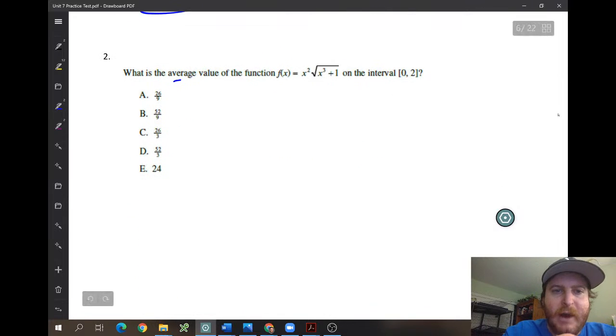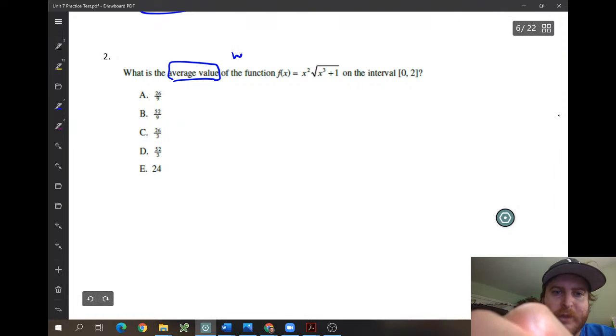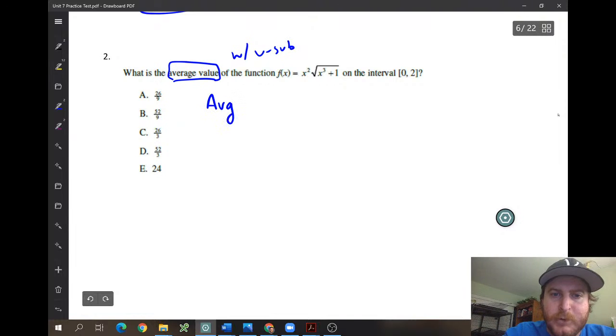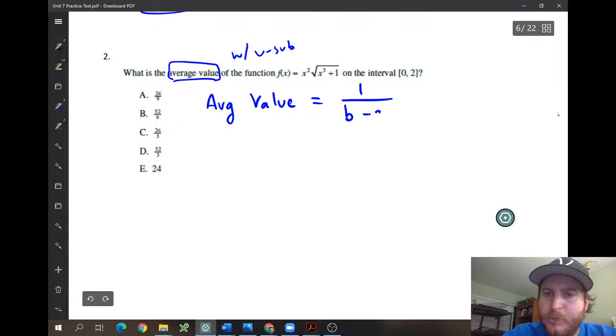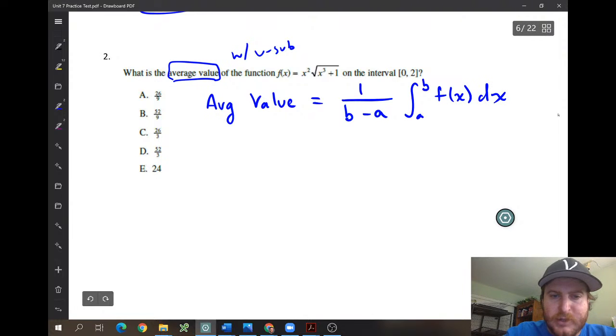All right, what is the average value? Again, we're going to have to remember average value. This is average value with u sub, so kind of a new take on average value. You need to remember your average value formula. You do have to know that for the test: 1 over b minus a times the integral from a to b of f of x dx. So in this case, we would do 1 over 2 minus 0. That's our a and our b.